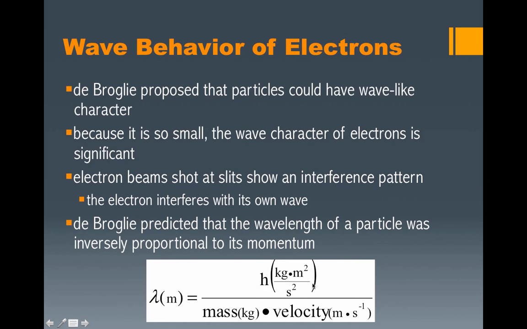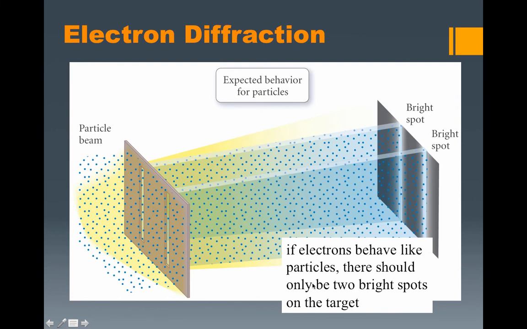He came up with an equation, which is lambda equals h over mass times velocity. It takes into effect the mass and the velocity, and it eventually gives you the wavelength. Notice the mass has to be in kilograms. That's because h has joules in it, and that's why you need it in kilograms.